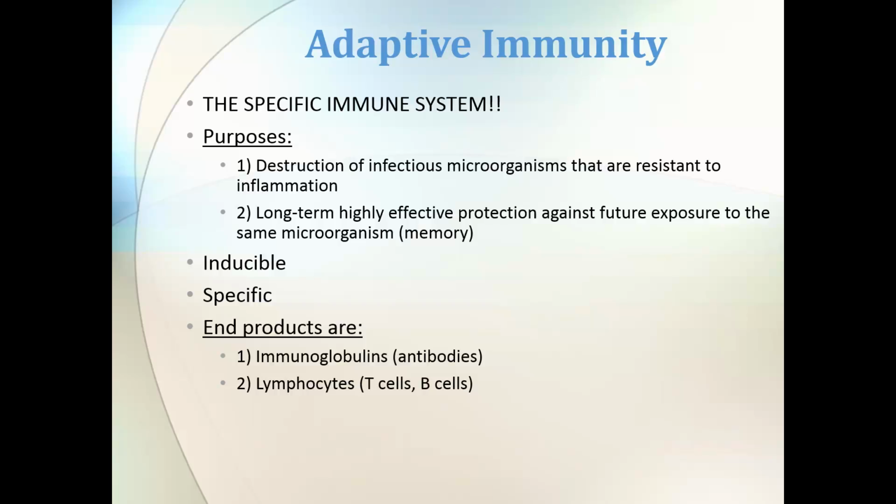Now, the end products of adaptive immunity are twofold. You have immune globulins, or antibodies, and you have lymphocytes, your T cells and your B cells. These are the end products of the adaptive immune system, and we're going to talk more specifically about those in just a second.